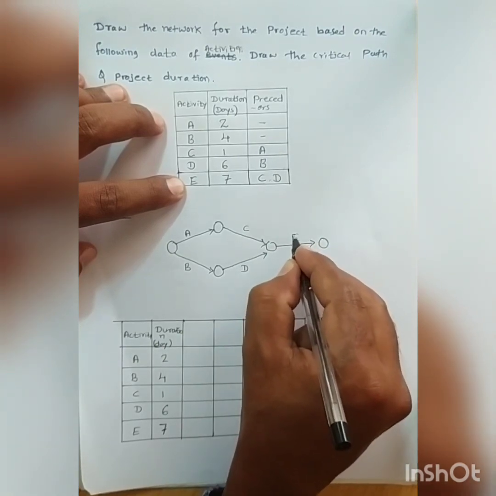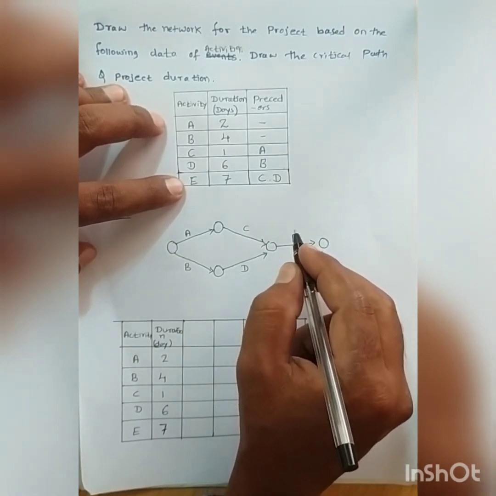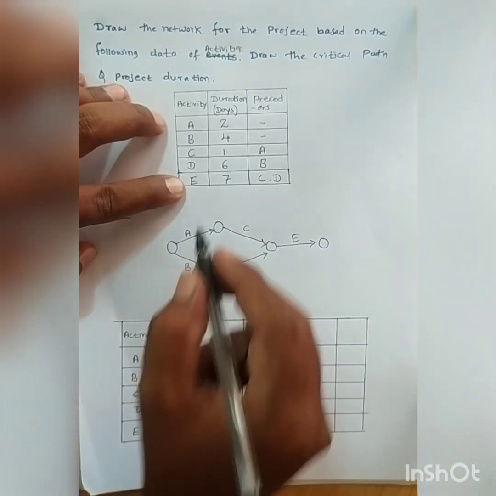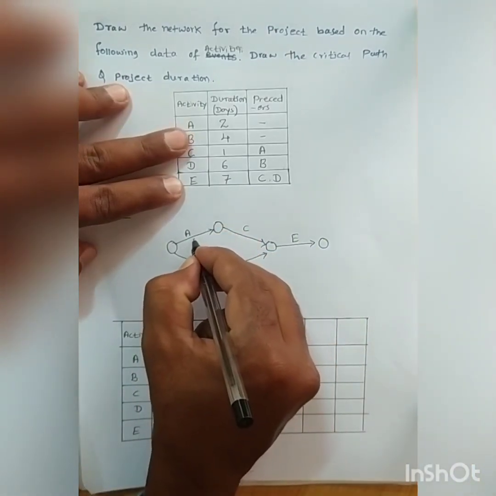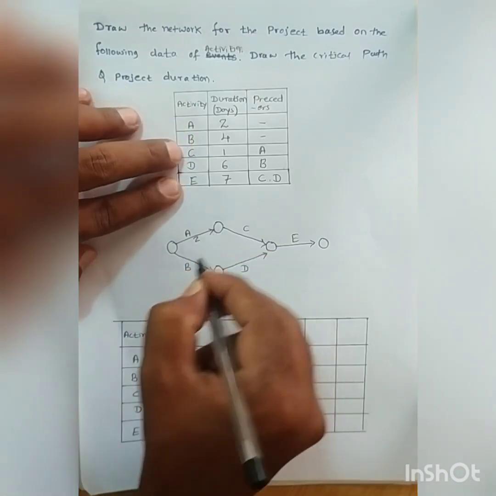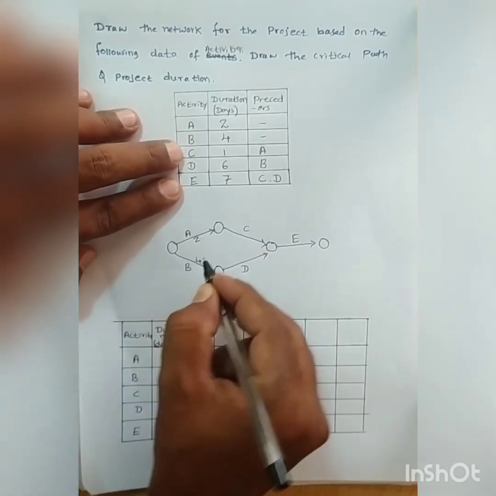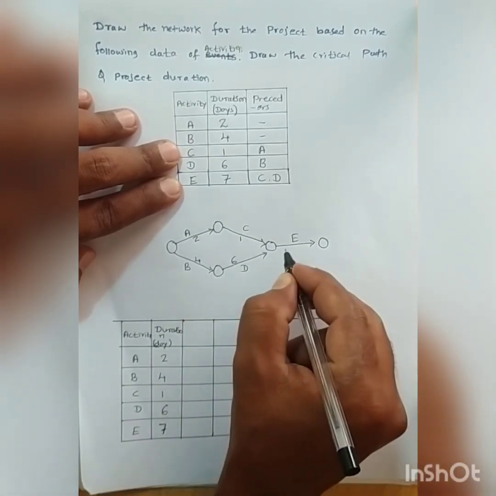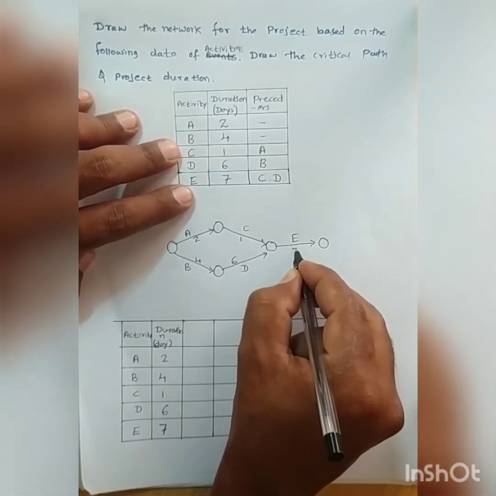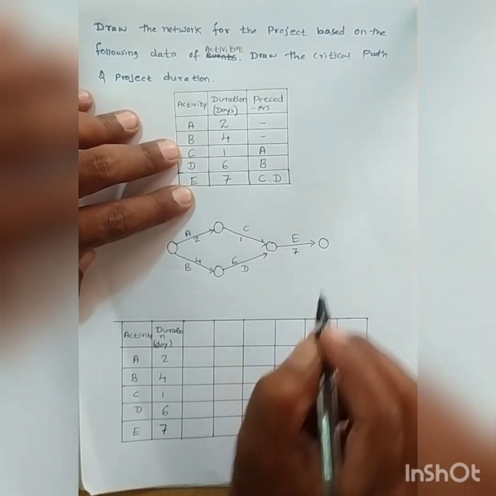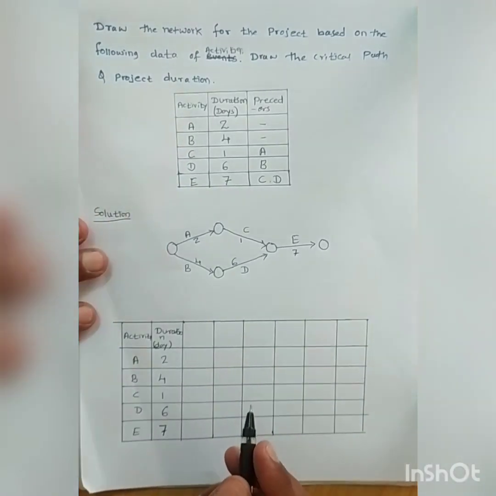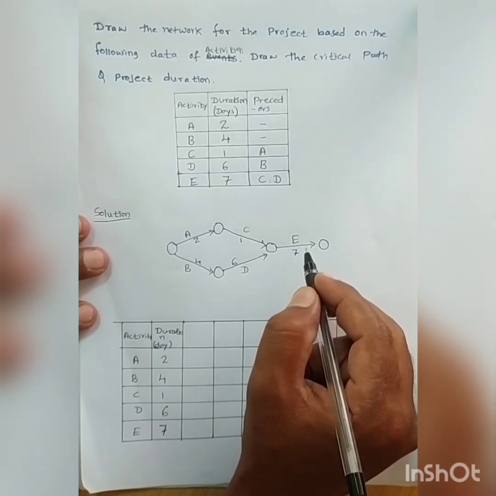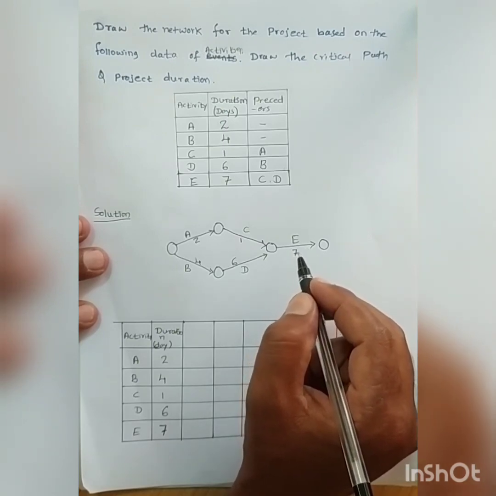The text is very small, but it can also cause confusion in drawing the network. The duration of activity A is 2, B is 4, C is 3, D is 1, and next D 6 and E 7 days. They have asked us to find the critical path and project duration.